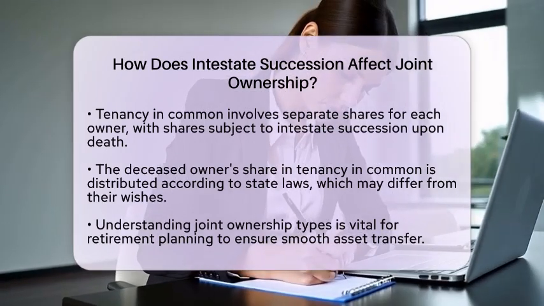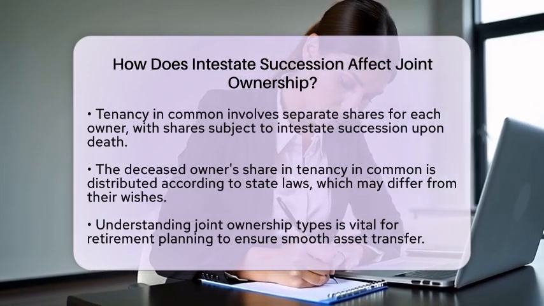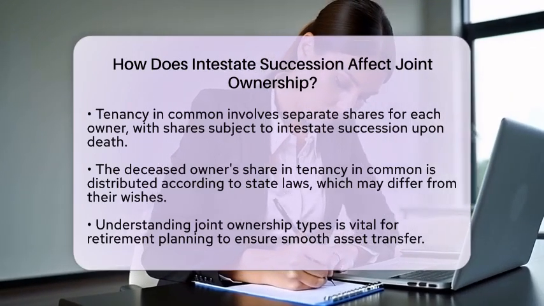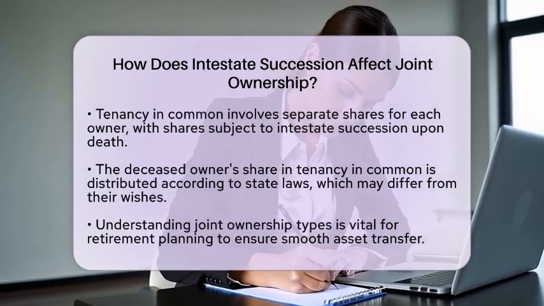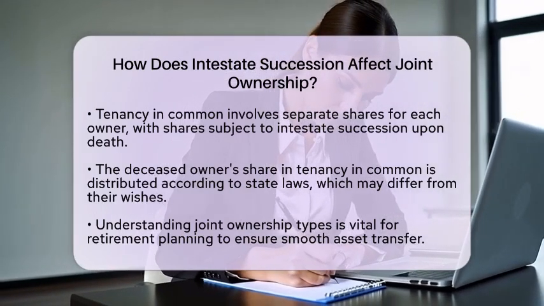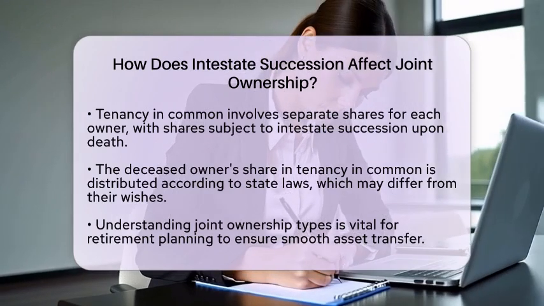For those planning for retirement, understanding these types of joint ownership is essential. Using joint tenancy with right of survivorship or tenancy by the entirety can help ensure that your spouse inherits your assets quickly and without the hassle of probate.